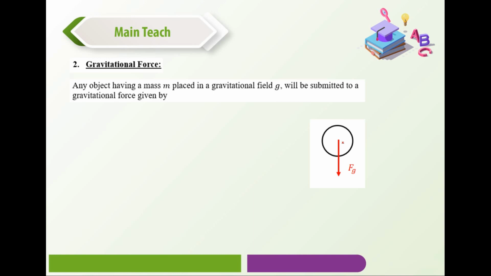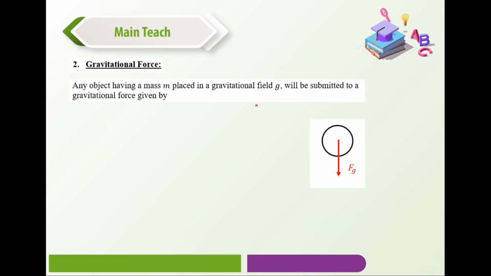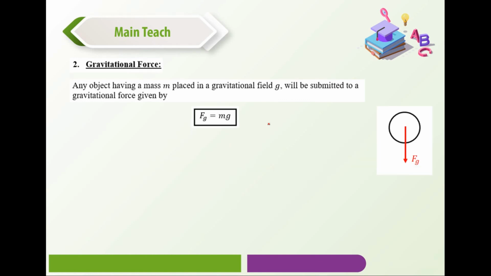Now this object is submitted to the pull of gravity because it's placed in a gravitational field g, and we know that planets create this gravitational field g. The pull of gravity is given by Fg = m g, where Fg is the gravitational force. Its unit is N, capital N for newtons. m is the mass of the object, in kilograms in the SI. g is the gravitational field strength or acceleration due to gravity, in newtons per kilogram or meters per second squared, as we have seen in Unit 1.